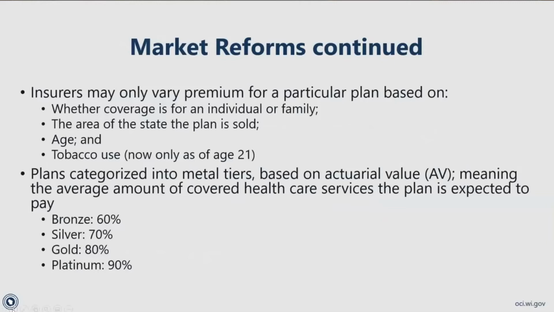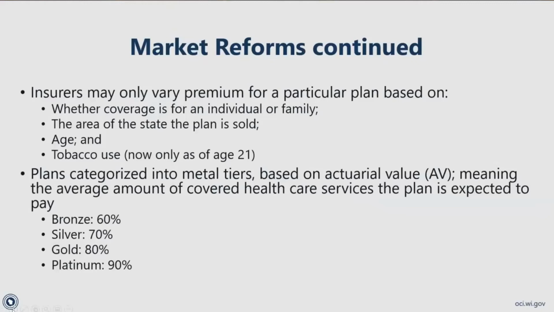So the market reforms: insurers can only vary premium for a particular plan based on these criteria: whether the coverage is for an individual or a family, where in the state that plan is sold, so geographic uniqueness, age, and tobacco use. And now it's only tobacco use above the age of 21, because that's the law for where you're supposed to legally be able to get them. The plans are categorized into metal tier levels.